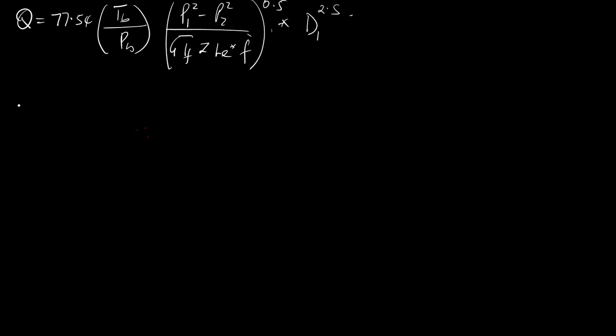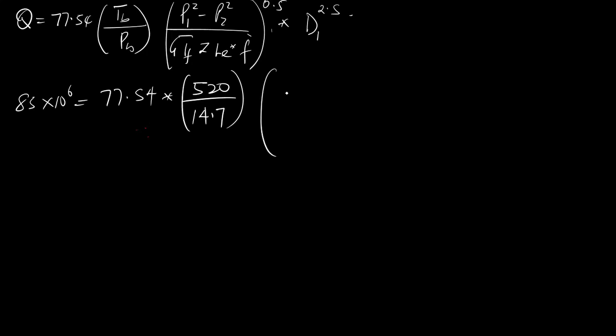So now we have the flow rate, which is 85 times 10 raised to power 6, equal to 77.54 times the base temperature, which is 520, the base pressure is 14.7, times bracket open, the inlet pressure, which is what we're looking for, minus the pressure at B, which is the delivery pressure, which is 600 psiG.